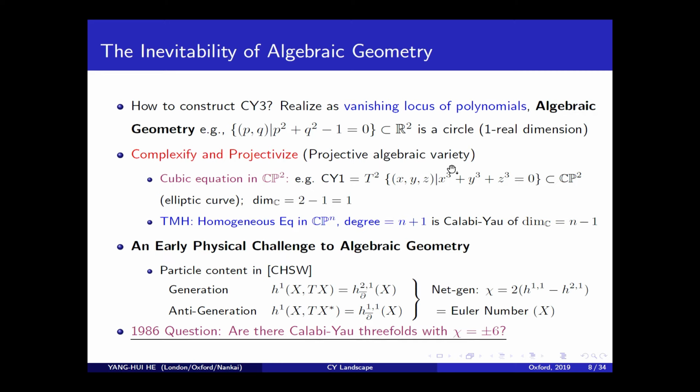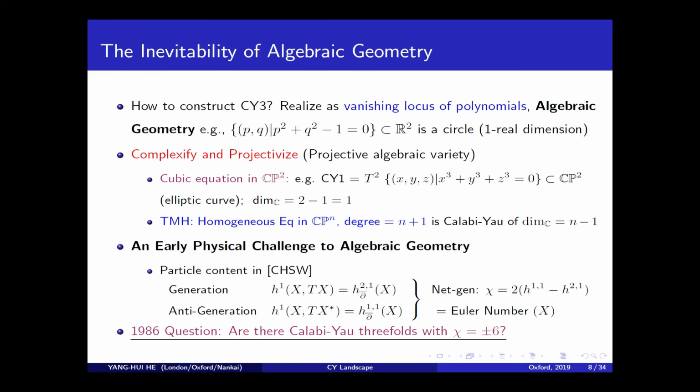Okay, so what's all this got to do with physics? Well, this became a very early challenge from physics to algebraic geometry, in particular from string phenomenology. Can you construct for me a Calabi-Yau threefold, a Calabi-Yau manifold of complex dimension 3, which has Euler number, this Euler number that I defined earlier, plus or minus 6? Why? Because 6 divided by 2 is 3, and 3 is the number of generations of particles, at least that's the number that CERN tells us.